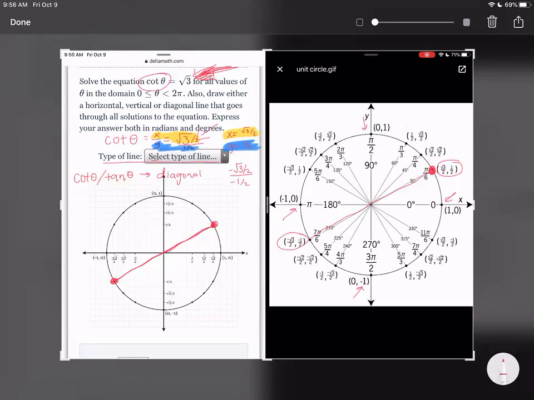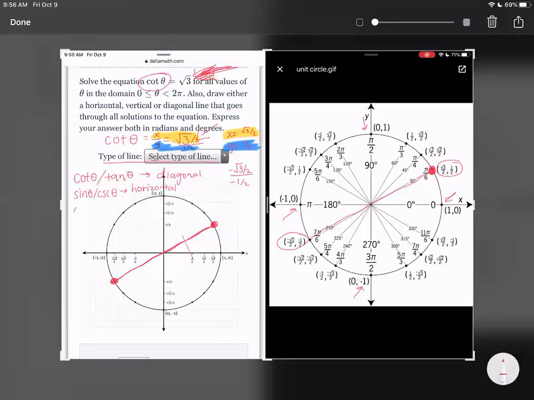I'll also write what you would select for sine and cosecant. Sine and cosecant relate to y values. You would select a horizontal line. And for cosine and secant, you would select a vertical line. I suggest you write these three down.